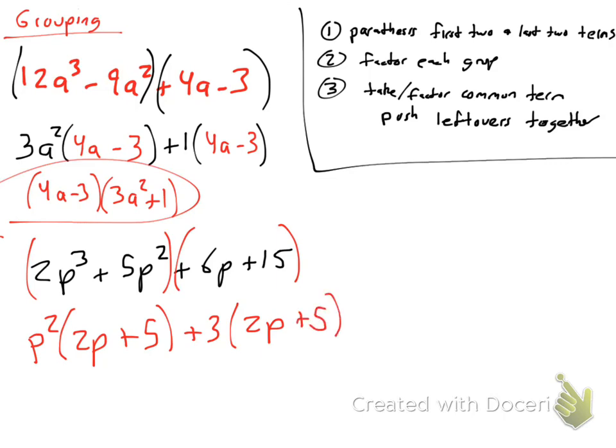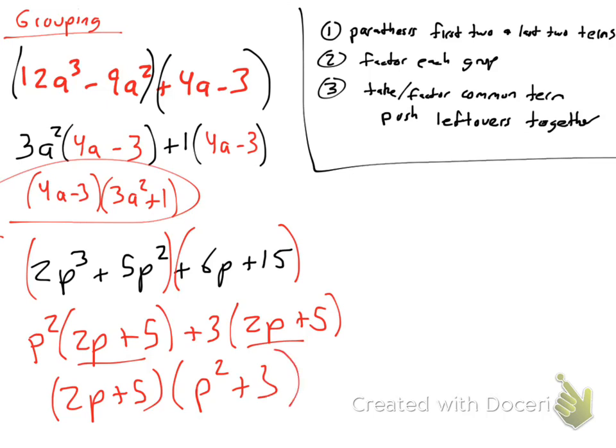Hey, wait a minute, that's exactly the same thing right there. So I'm going to take both of those groups, combine them up, as in take them from them, leaving me with p squared plus 3. And you have now factored that one by grouping as well.